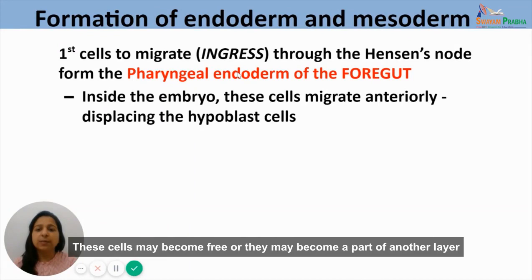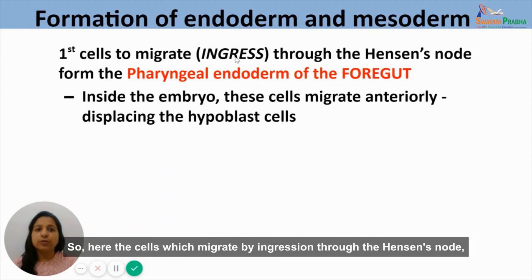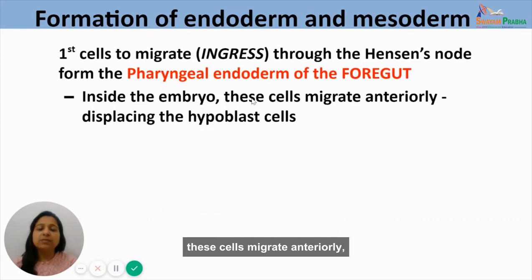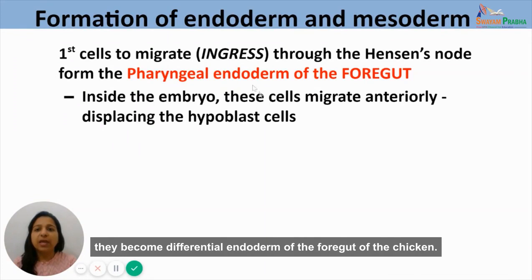These cells may become free or they may become a part of another layer which is present inside the embryo. So here, the cells which migrate by ingression through Hensen's node, once they reach the embryo interior, migrate anteriorly. That is, they migrate toward the head region of the embryo, where they displace the hypoblast cells to the sides. These cells which are migrating anteriorly become the pharyngeal endoderm of the foregut of the chicken.